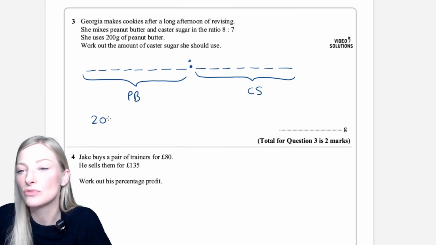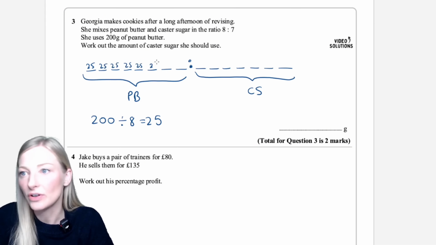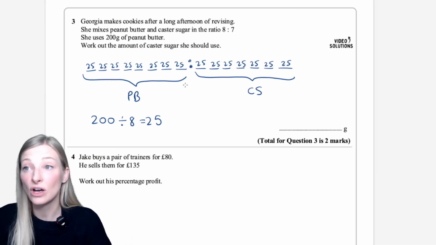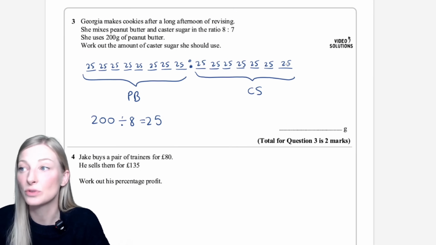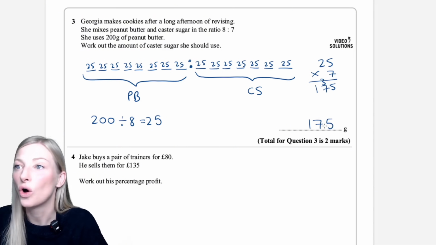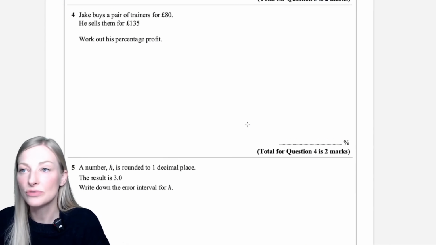So therefore we need to do 200 divided by 8, and that is 25. And that tells us that all of those little lines have a value of 25, including the other side as well. That's how ratio works. If we can work out what the value of one of those parts is, then we've got them all. Okay, so I now know that for caster sugar, it's going to be 7 lots of 25. So 25 multiplied by 7, 7 times 5 is 35, and 7 times 2 is 14, add the 3, so 175 grams of sugar.